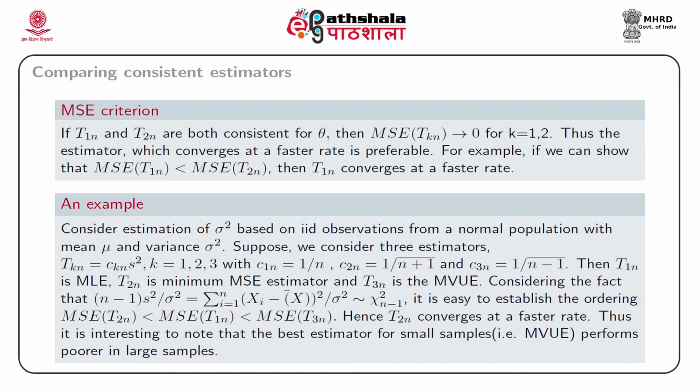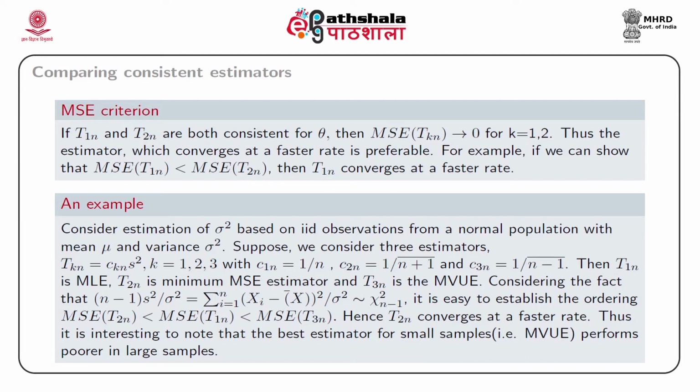Suppose we consider 3 estimators of the form Ckn multiplied by S square, where S square is the sample variance. We have considered 3 values of Ckn, namely C1n as 1 by n, C2n as 1 divided by n plus 1, and C3n as 1 by n minus 1. Then T1n is simply the maximum likelihood estimator, T2n is the minimum MSE estimator, and T3n is the minimum variance unbiased estimator. So considering the fact that n minus 1 S square divided by sigma square has a chi-square distribution with n minus 1 degrees of freedom, it is easy to establish that the mean square error for T2n is less than the mean square error for T1n, and this is less than the mean square error of T3n. Hence, T2n converges at a faster rate.